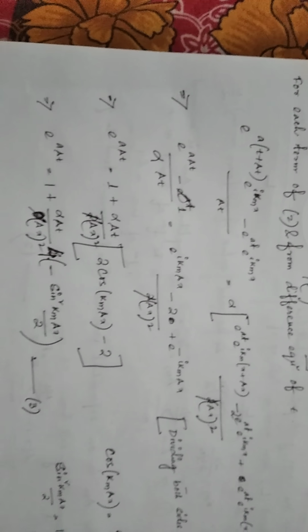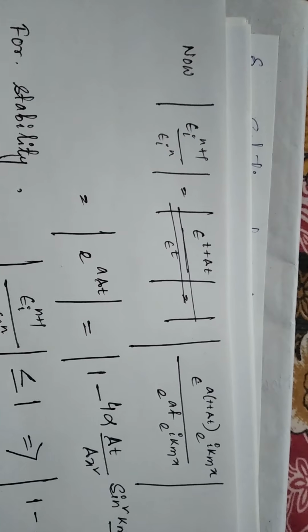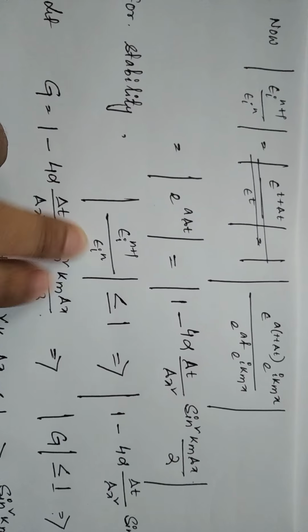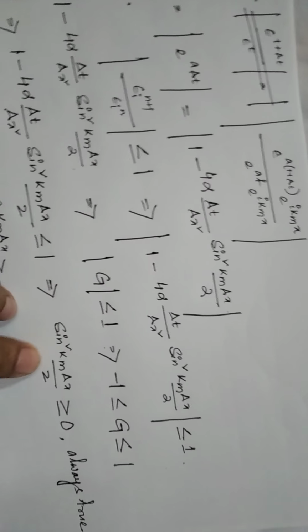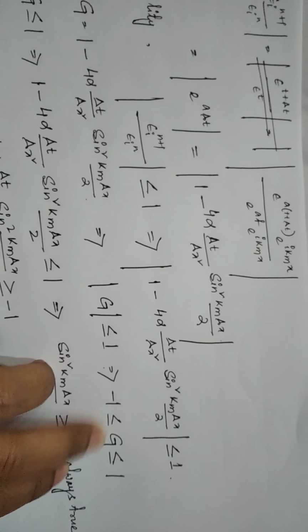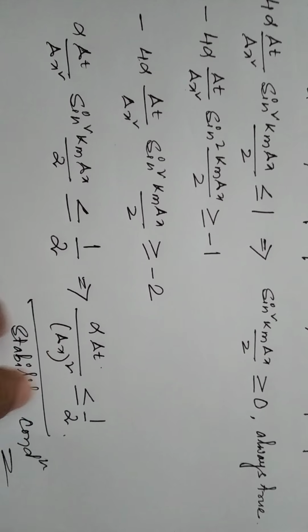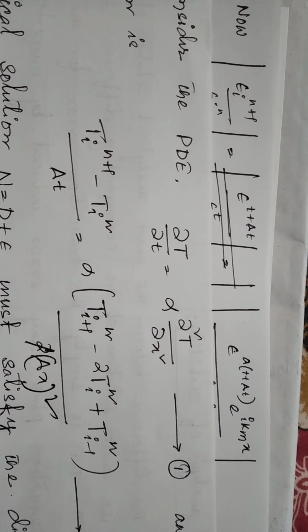And now, with some simple calculations and some simple trigonometric identities, and using the condition of stability, we proceed. Now, what is the condition of stability? According to this stability condition, this modulus must be less than or equal to 1. With some simple mathematics, we get two cases. And what is that G? G is defined in this part. Finally, after some calculation, we have arrived at the condition for stability for these two equations, that is, for the partial differential equation and for the difference equation.